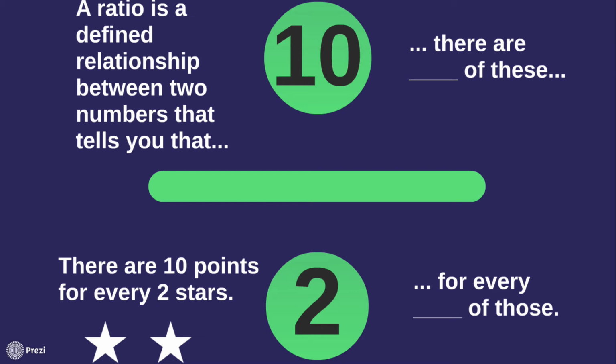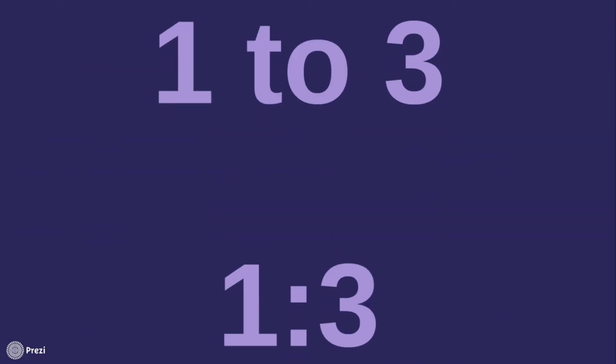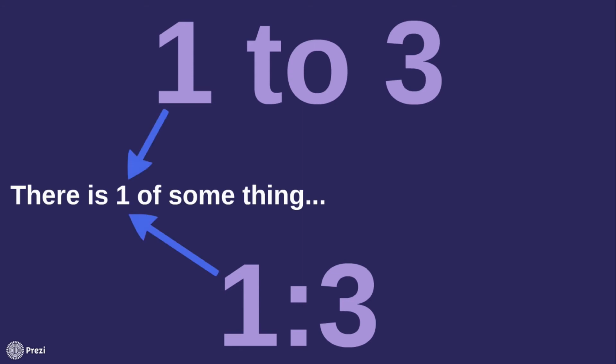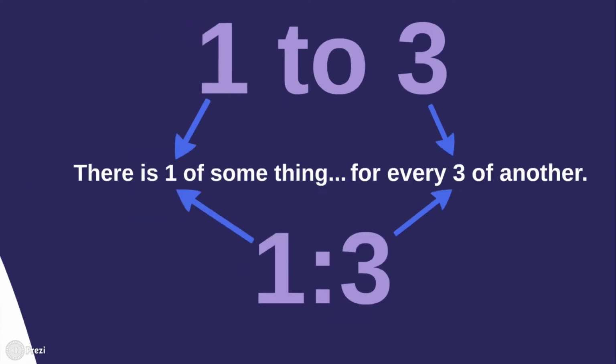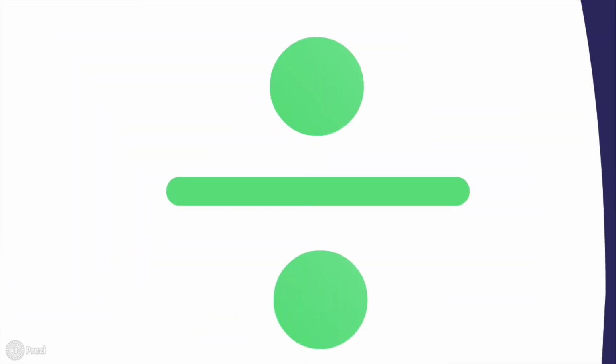Now, you'll hear and see ratios shown in different ways. 1/3 might be 1 to 3 or 1:3. These mean the same thing of the ratio relationship. There's 1 of something for every 3 of another. All right, so we got the ratio and the ratio symbol down.